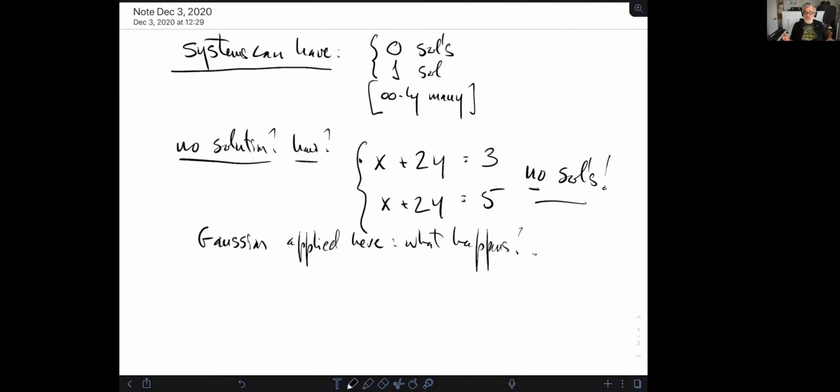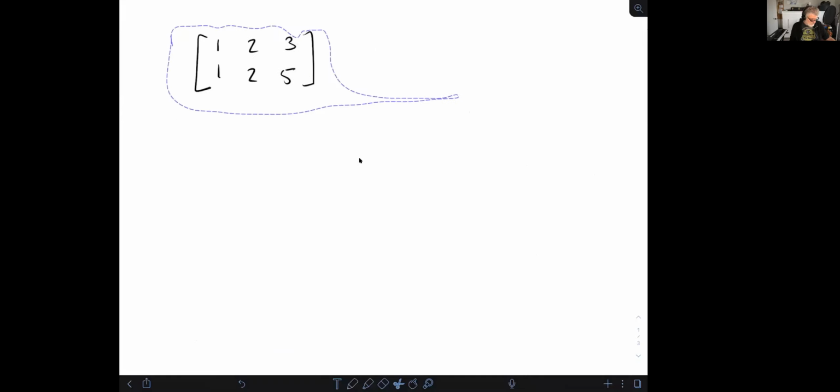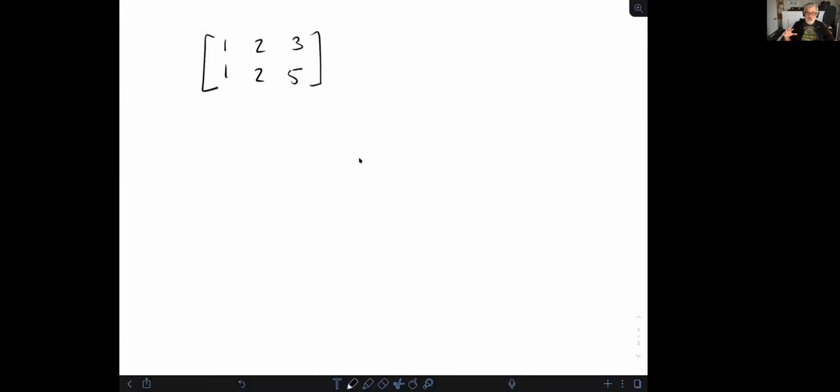Okay, so let's see what happens if you're trying Gaussian elimination on this. So the system's augmented matrix is 1, 2, 3, 1, 2, 5. This is the augmented matrix, right? Okay, so now let's see what happens like that. Let's apply Gaussian elimination and just see what happens.